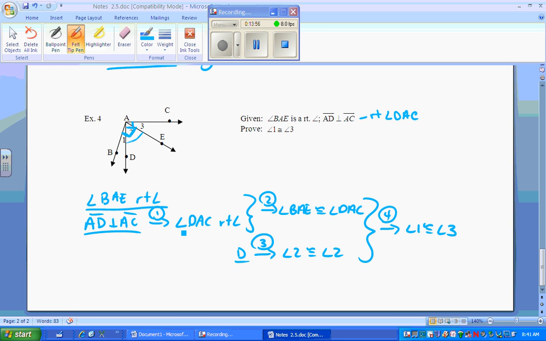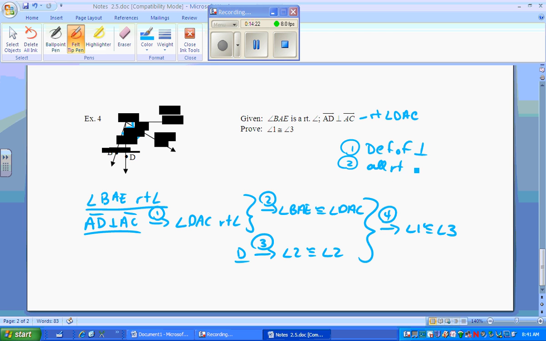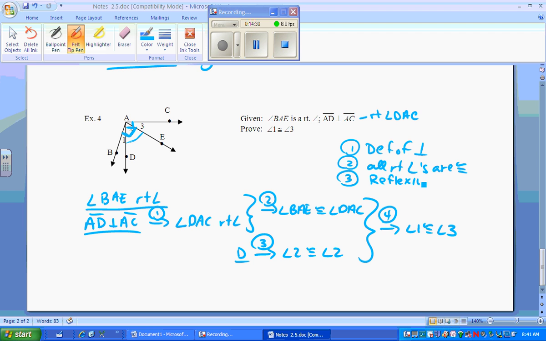So now you're going to start using the all right angles are congruent idea on your own. Reason 2, I'm sorry, reason 1 was not all right angles are congruent. Get rid of that. Reason 1 was, watch your numbers, right here, which is definition of perpendicular. Reason 2 is all right angles are congruent. Reason 3, we've been using it this whole time, reflexive, because it's the same thing to itself. And 4 is our subtraction.